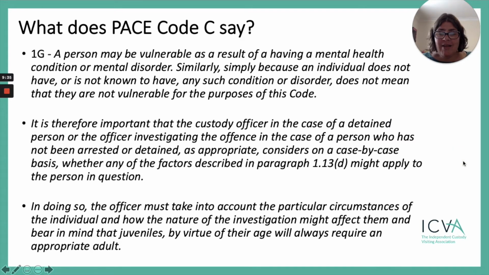So it then says, in doing so, the officer must take into account the particular circumstances of the individual and how the nature of the investigation might affect them, and bear in mind that juveniles, by virtue of their age, will always require an appropriate adult. So consequently, note 1G finishes up by letting us know that juveniles are considered vulnerable by virtue of their age, and I'm sure that's something that you're all perfectly aware of, but it also indicates again that it's a particular case-by-case examination of vulnerability, and that officers must take care to do that.